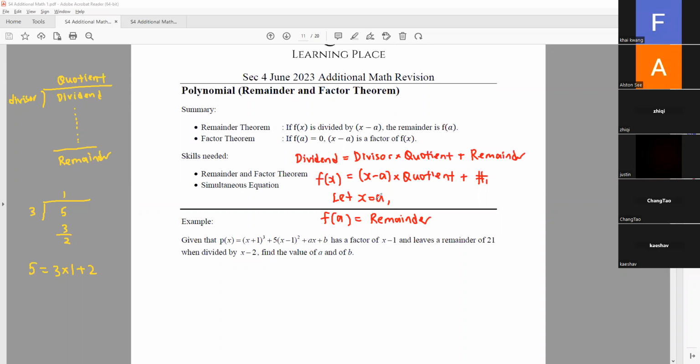So what is the hashtag one? Number. Oh, okay.